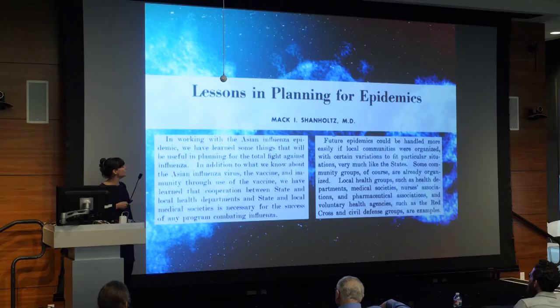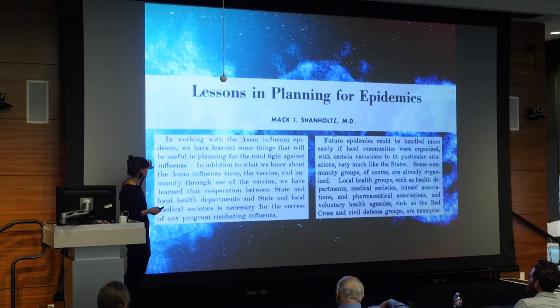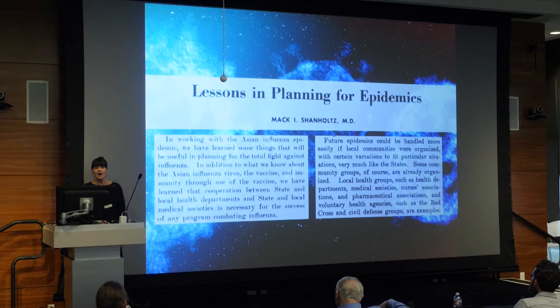The next pandemic lessons learned paper, I love this name, Max Schanholtz. Max Schanholtz, MD, wrote after the H2N2 pandemic. He started to get into some of the issues that we still see to this day, talking about things like cooperation between regional health departments and community engagement as being key in epidemic planning. But this is also an interesting paper because it marks the introduction of what I call pandemic planning hubris, and the first appearance of statements like this: we have learned a great deal from this experience that will surely better prepare us for the next pandemic.